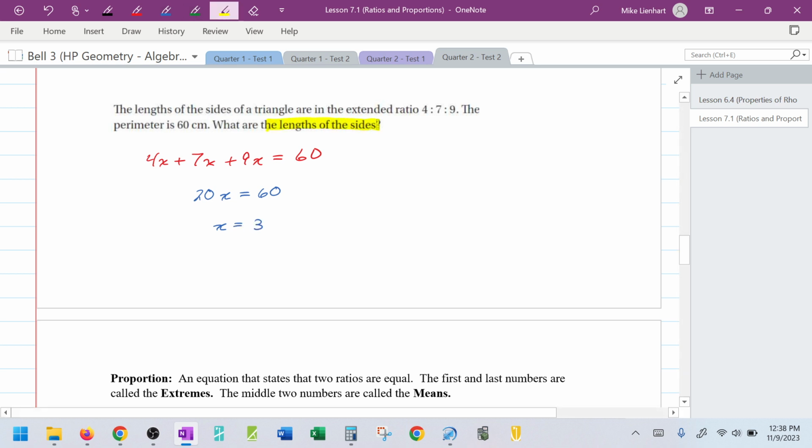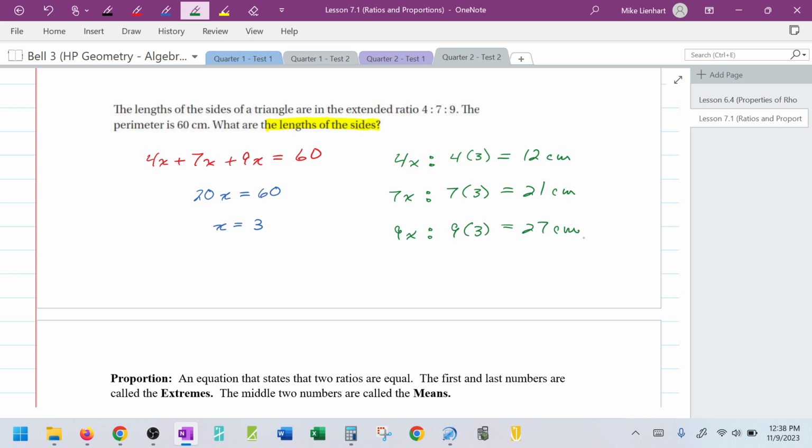It says, what are the lengths of the sides? They want to know all three sides. So I'm going to call one side 4x. And I know 4x is really saying 4 times 3, where its measurement is 12 centimeters. Another side is 7x. So I know that tells me take 7 times 3, which would be 21 centimeters. And the third side would be 9x, which I know is telling me take 9 times 3, which would be 27 centimeters. So you guys can see there's a lot of variations for how they can give you these ratios and apply them to problem situations.